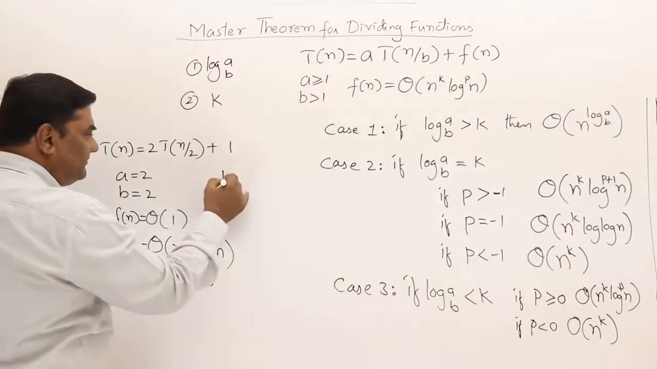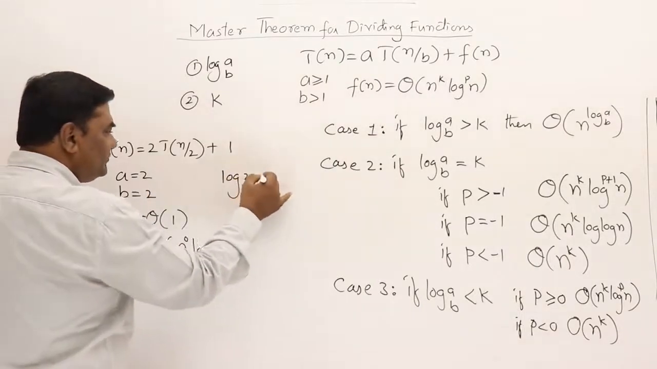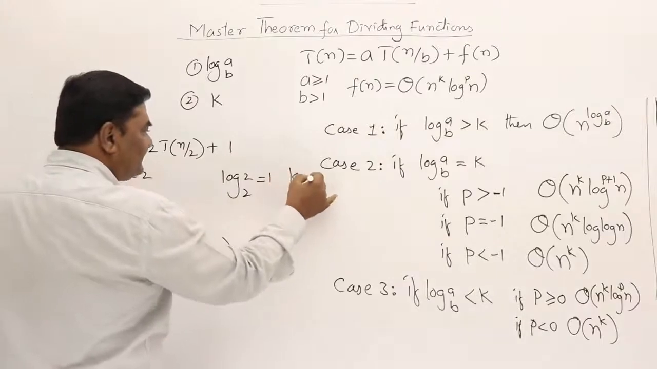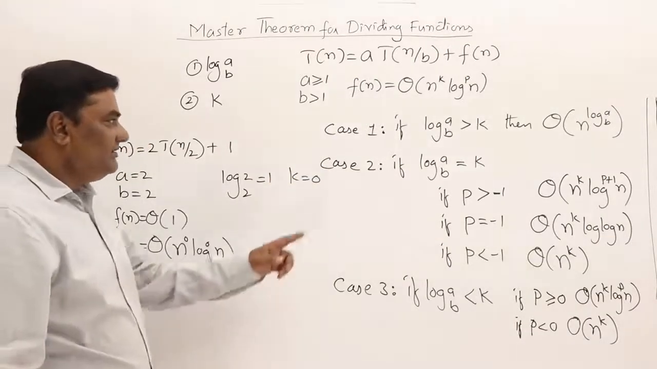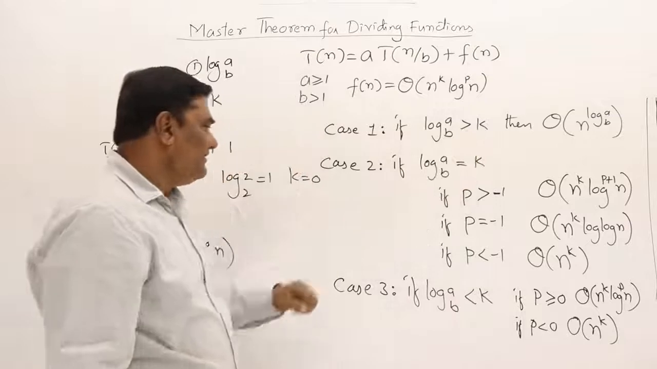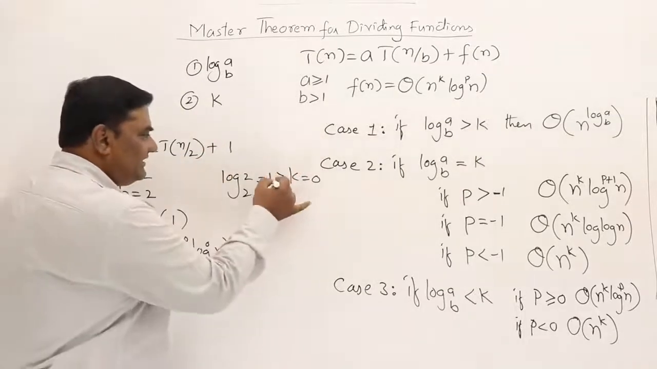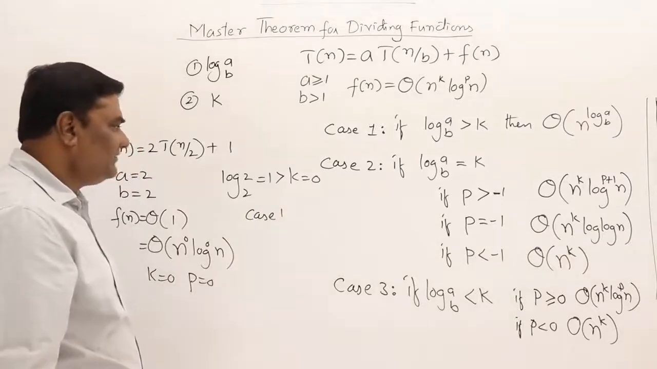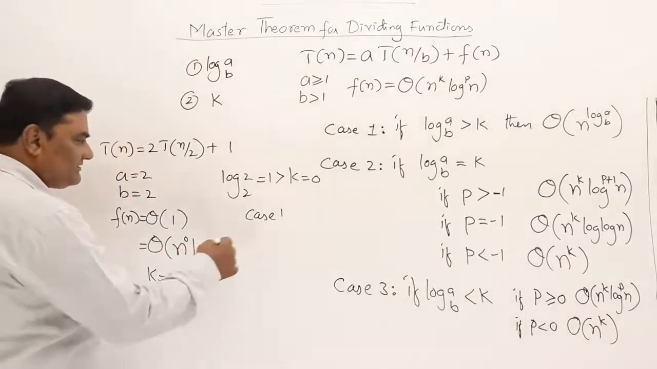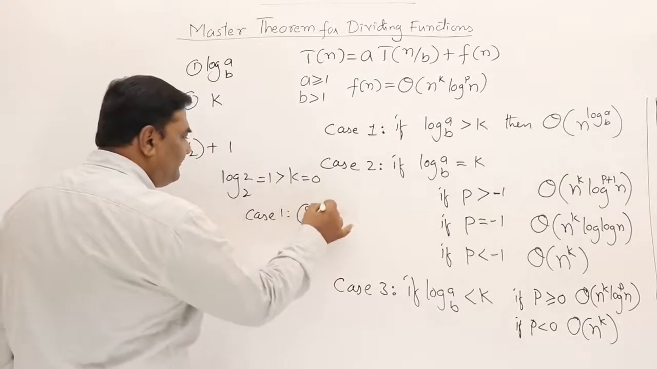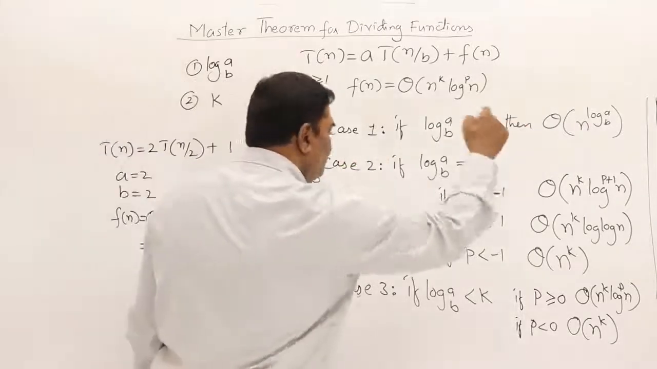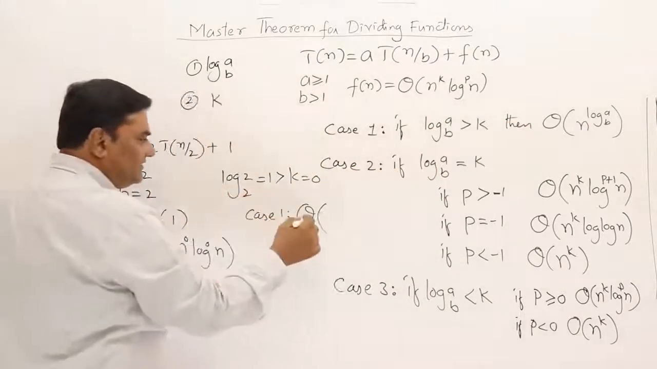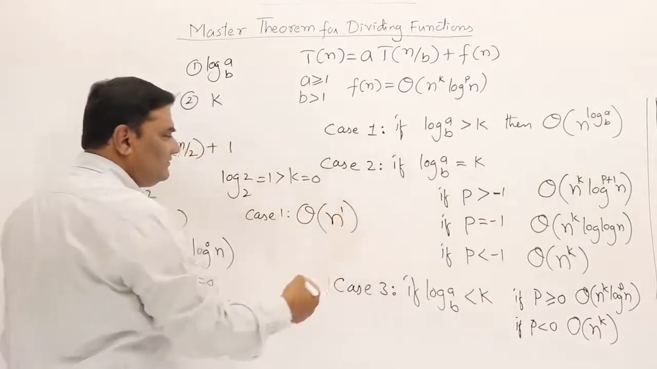So what is log a base b? Log 2 base 2 is 1 and k is 0. See, log a base b is greater than k. This satisfies the first condition. So what is the answer I have to write? The answer is theta of n power log a base b. Log a base b is what? 1. So n power 1. That's it.